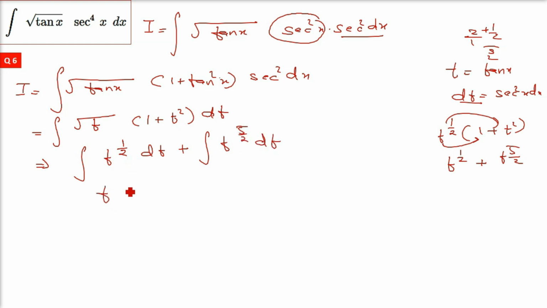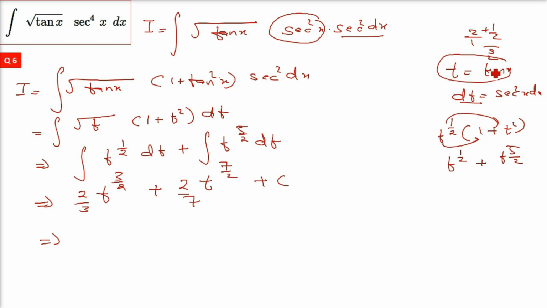This will become t raised half plus 1, that is 3 by 2, and 3 by 2 will come in the denominator. It goes up, it will be 2 by 3. T raised 5 by 2 plus 1 is t raised 7 by 2, and 7 by 2 will become 2 by 7 when it's in the numerator. So this is your final result. Only we have to replace wherever t is there with tan x. So 2 by 3, tan x to the power 3 by 2 plus 2 by 7, tan x to the power 7 by 2 plus constant of integration. This is your final result.